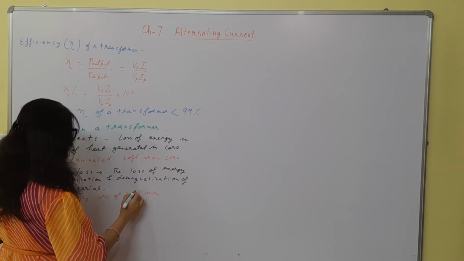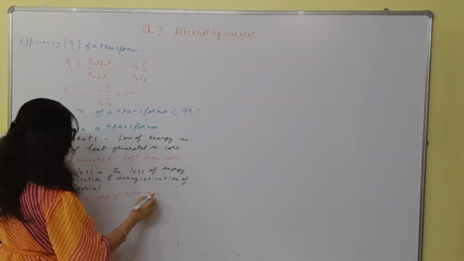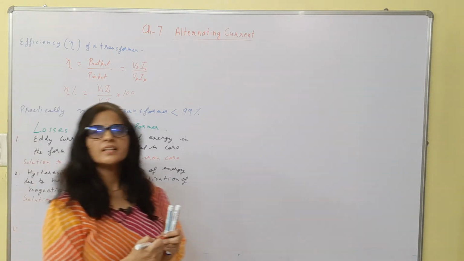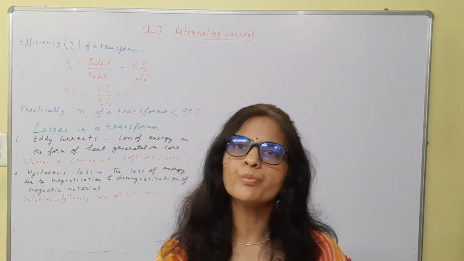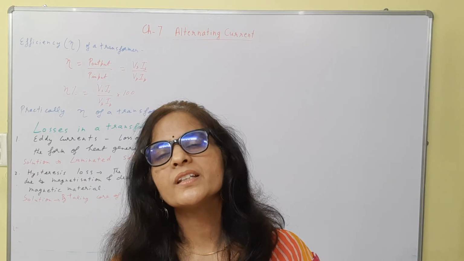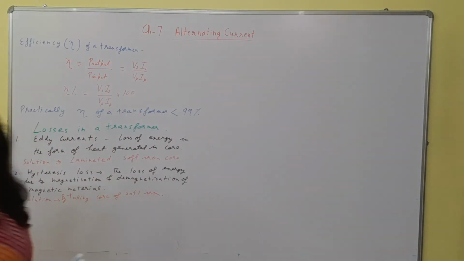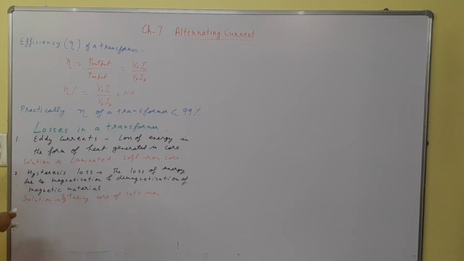You have already studied in chapter 5 that this hysteresis loss is measured by the area enclosed by the hysteresis loop. So less is the area enclosed by the hysteresis loop, less is the loss of energy. So for soft iron, the hysteresis loop is of less area, that's why we are using this.